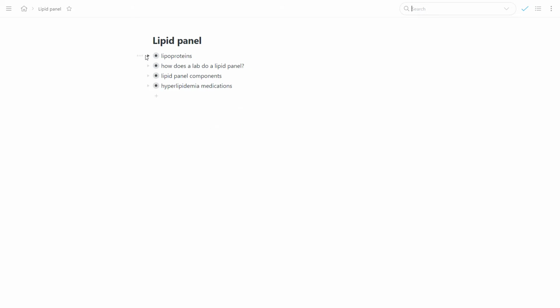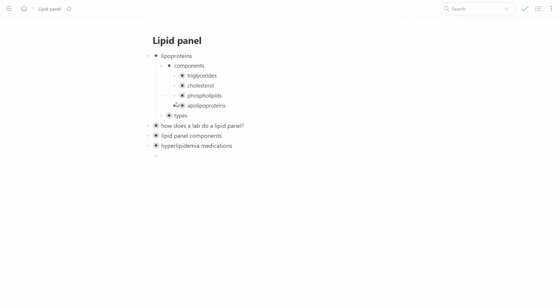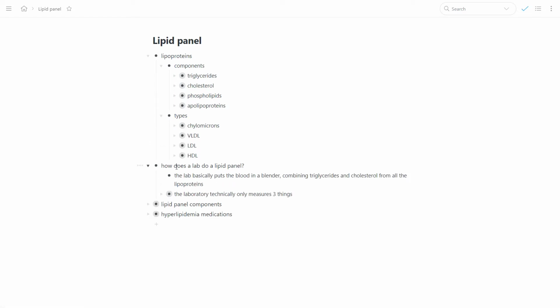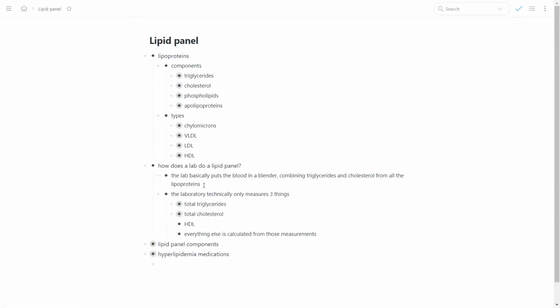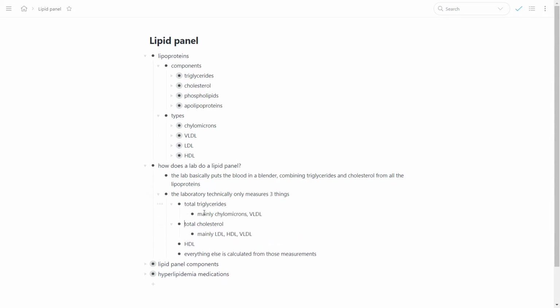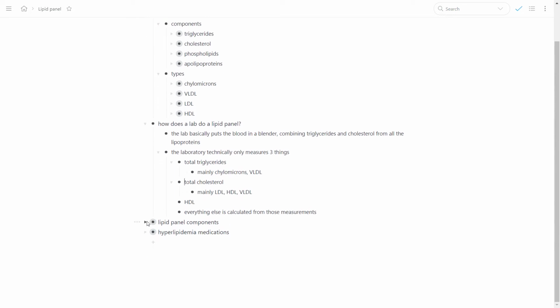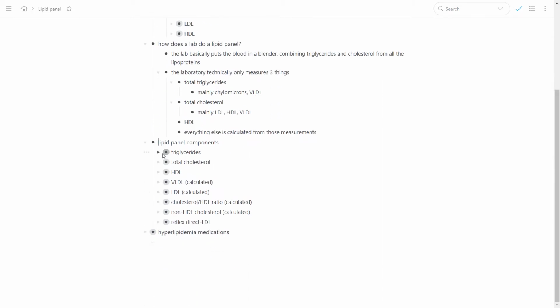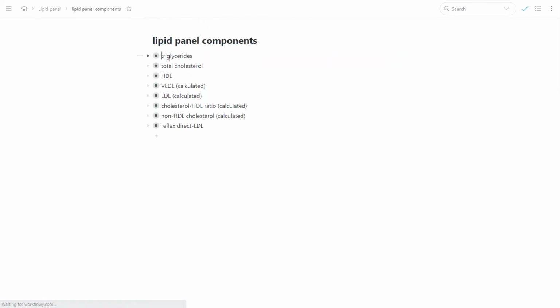Alright, so now we've gone over lipoproteins, all the different components and the different types. We've gone over how a lab does a lipid panel, measuring the total triglycerides, the total cholesterol, and the HDL, and then it calculates everything else from those three measurements. So now we can finally talk about the lipid panel components. So let's go ahead and start at triglycerides here.